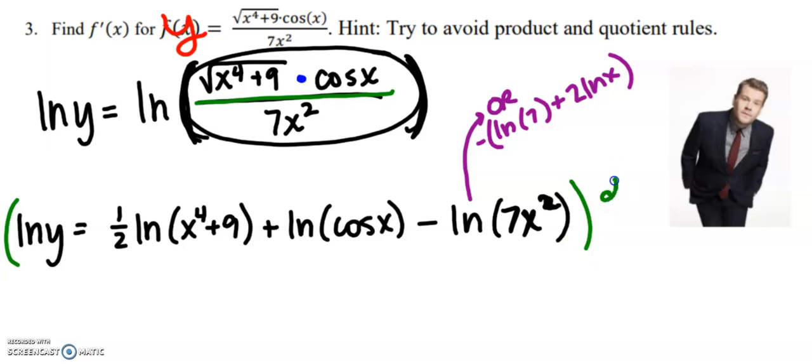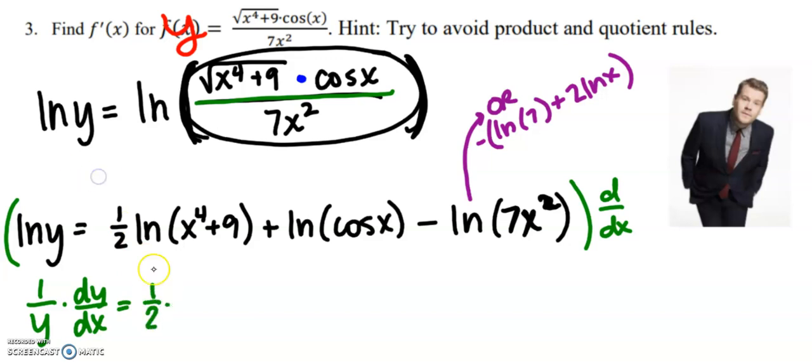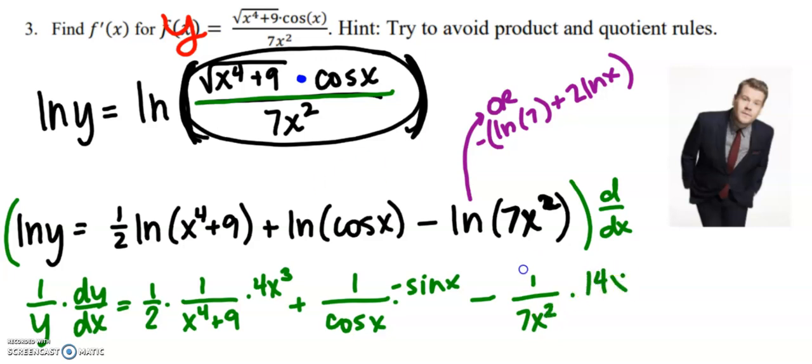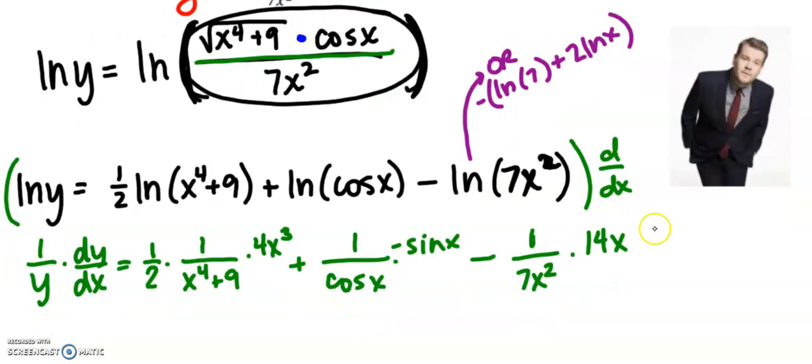All right, so I'm going to take the derivative with respect to x. So the derivative of the natural log of an argument is 1 over the argument times the derivative of the argument. This one, 1/2 will just hang out as a constant multiple. Derivative of the natural log of an argument is 1 over the argument times the derivative of the argument, minus 1 over the argument times the derivative of the argument. Okay, so we're getting there.